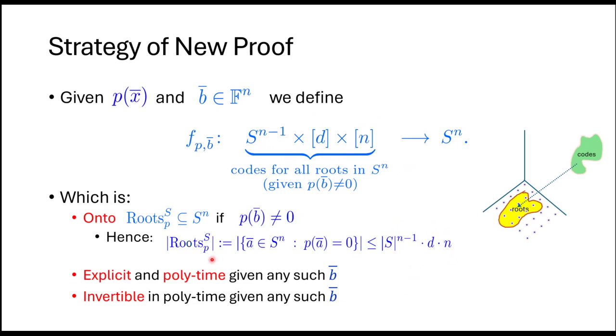So this will be enough, but we also show, and this is important for us, that F_{P,b} is explicit and polytime deterministic, given any such good b, and it is also invertible in polynomial time deterministic, given this b. So given a root, we're going to be able to invert it into its code.